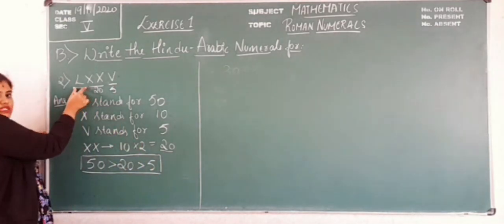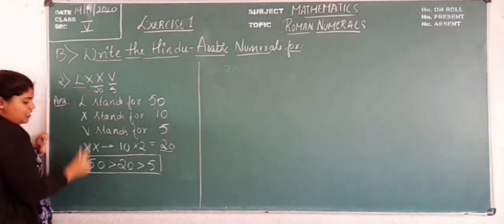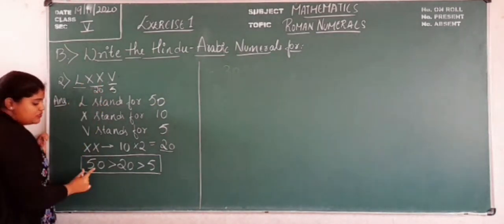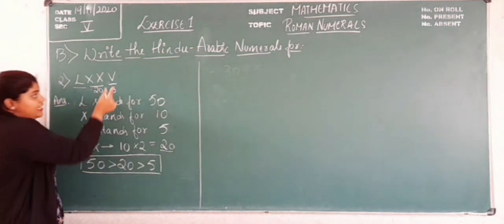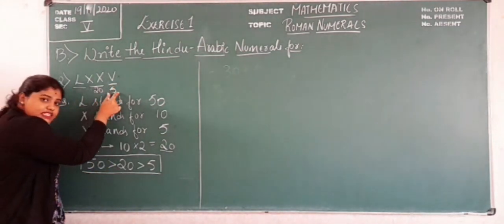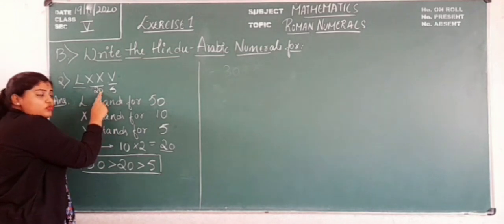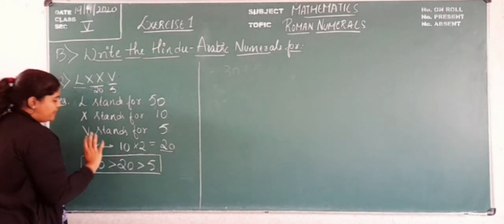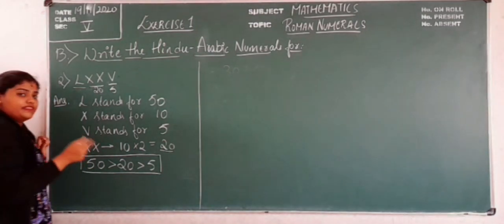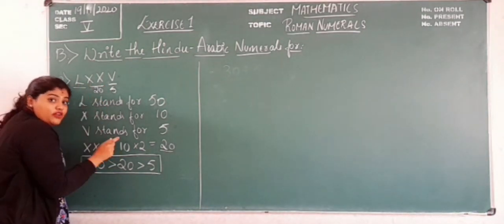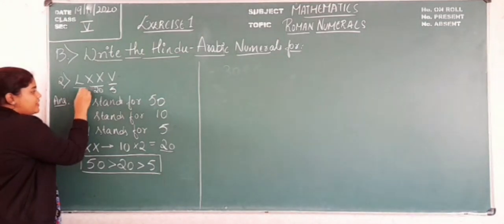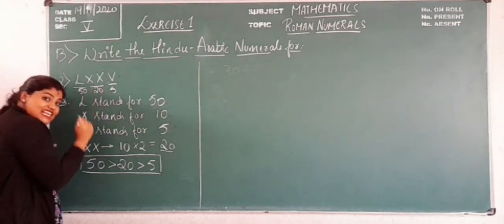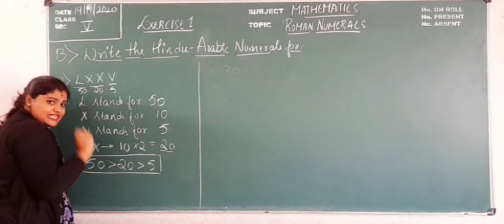So here if you consider only L, it is 50. 50 is greater than 20, where XX stands for 20. Next we have V, which stands for 5, and we know that 20 is greater than 5. This L is 50. We know that 50 is greater than 20, and 20 is less than 50.